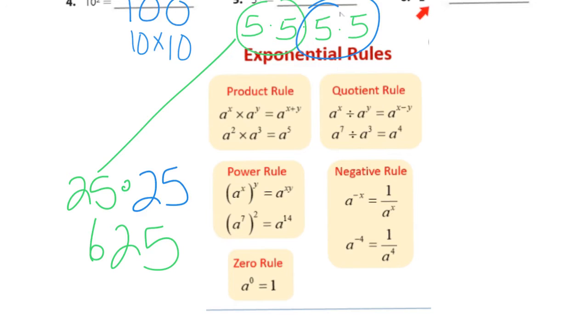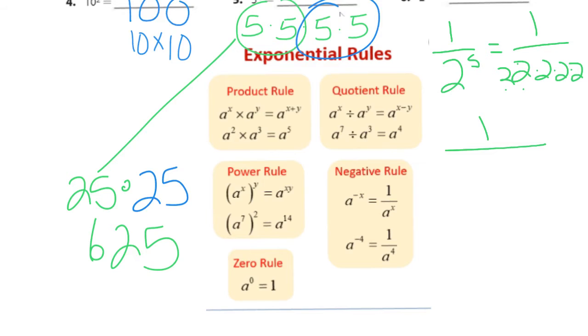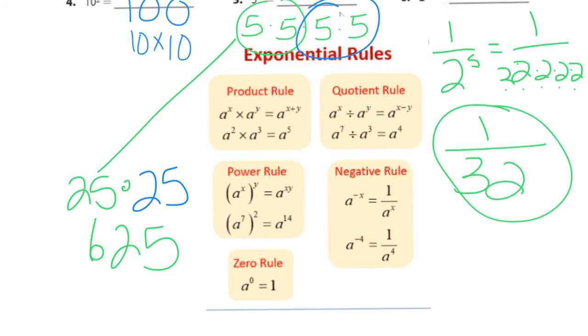Okay, the next one. Notice how we have a negative exponent here. So what we have to do is rewrite that as 1 over 2 to the 5th power. Now that means 2 times 2 times 2 times 2 times 2 in your denominator. So 2 times 2 is 4, times 2 is 8, times 2 is 16, times 2 is 32. So that would be our answer for number 6.